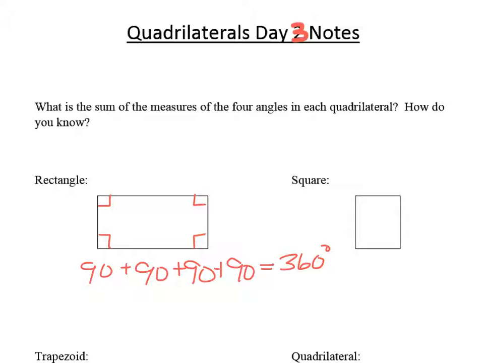The sum of the measures of the angles of a square is going to be the same because, like a rectangle, a square is also considered a rectangle, and it too has 90 degrees in each angle. So a faster way of adding 90 plus 90 plus 90 plus 90 is to do 90 times 4, which is 360 degrees. So far we know rectangles add up to 360 degrees and squares add up to 360 degrees. It makes sense that they both have the same amount since they are shapes that both have all 4 right angles.